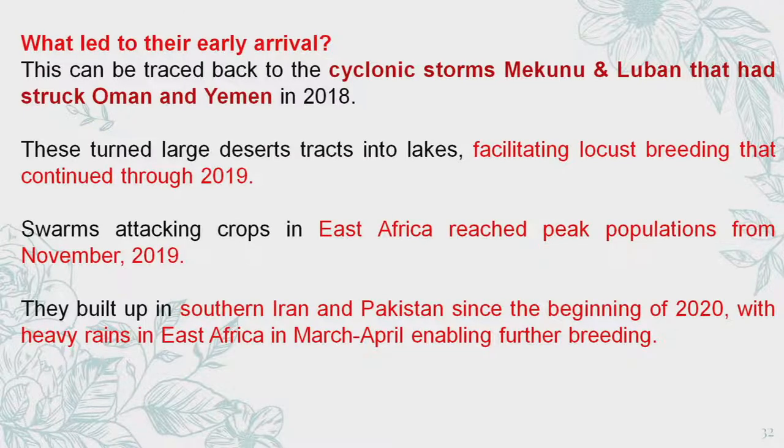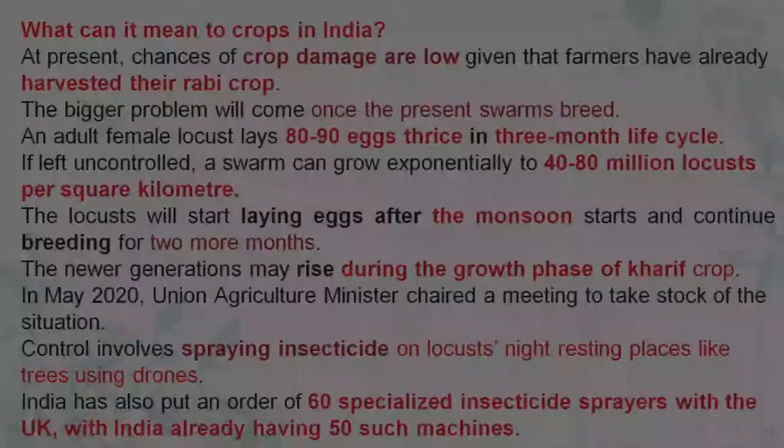Why did they arrive early? The cyclonic storms Mekunu and Luban had struck Oman and Yemen in 2018. This turned the large desert into land-trapped lakes because of the storm and rainy season. It became lake-like, facilitating locust breeding that continued through 2019. Swarm attacks on crops in East Africa reached a peak in November 2019. They built up in southern Iran and Pakistan since the beginning of 2020, with heavy rain in East Africa in March-April enabling further breeding. So the unusual climate change favored the multiplication and breeding of these locusts.